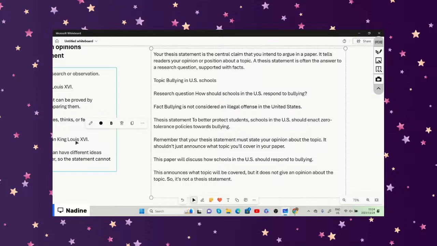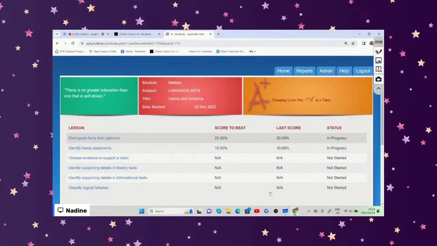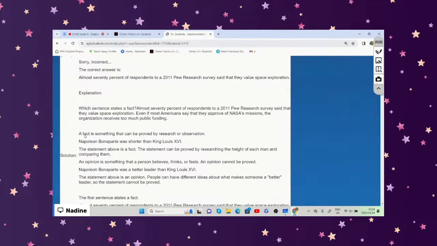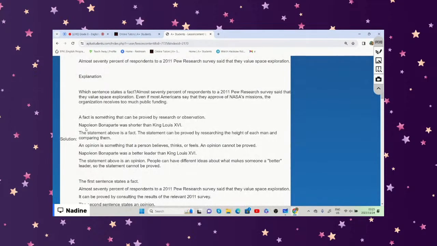And we said we're doing our tutorial lesson on A plus students.ca. So now we're going to distinguish facts from opinions. And we said a fact is something that can be proven by research or observation, right? Whereas an opinion is something that a person believes, thinks, or feels. An opinion cannot be proven.